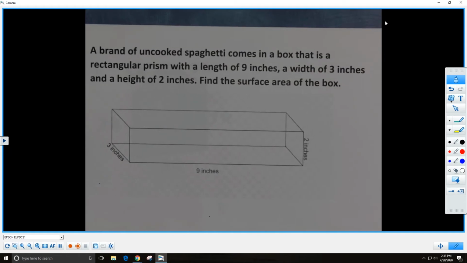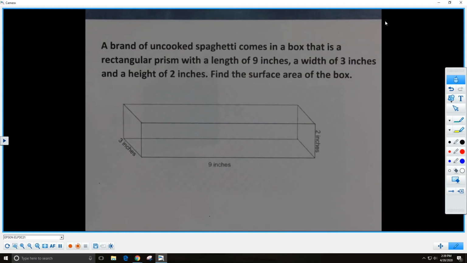Okay, a brand of uncooked spaghetti comes in a box that is a rectangular prism with a length of 9 inches, a width of 3 inches, and a height of 2 inches. Find the surface area of the box. Okay, so I've got a picture drawn and labeled. I'll pause for a second for you to draw that picture on your paper.